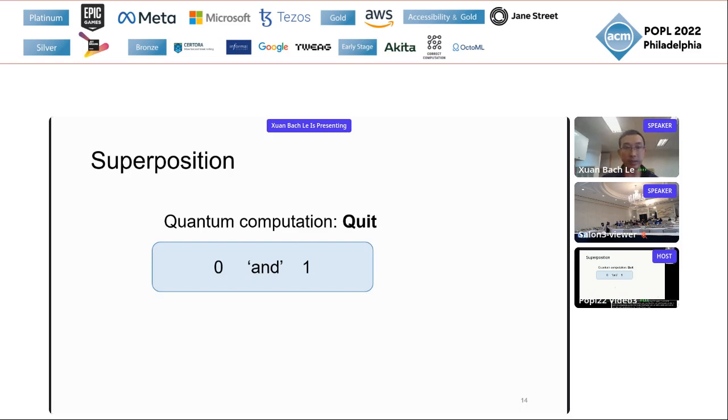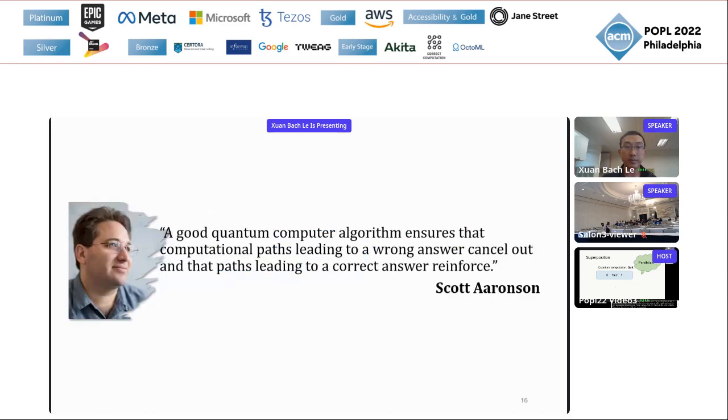Namely, superposition. This unique feature allows us to parallelize the computations, and therefore it can potentially yield exponential computation speedup. The key idea behind many quantum algorithms can be summarized by a quote from Scott Aaronson, a professor from Texas University, that a good quantum algorithm ensures that computational paths leading to the wrong answer cancel out, and the paths leading to the correct answer reinforce.